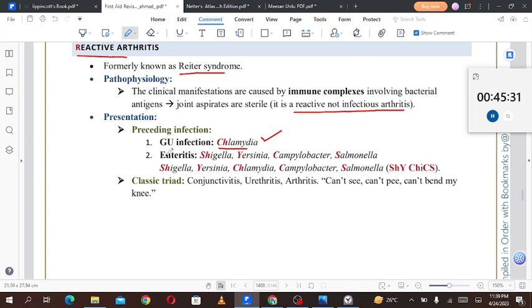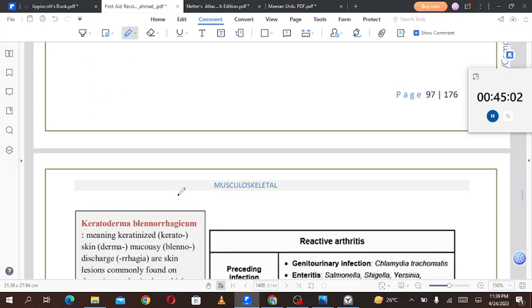reactive arthritis is following a genitourinary infection, the most common infectious agent is chlamydia. If enteritis is preceding the reactive arthritis, then these are the organisms: Shigella, Yersinia, Campylobacter, and Salmonella. Classic triad: conjunctivitis, urethritis, and arthritis, which means the person can't see, can't pee, and can't bend the knee.